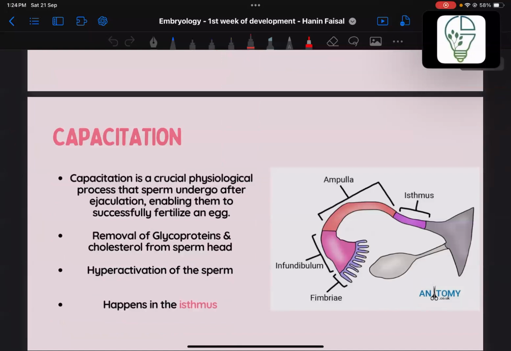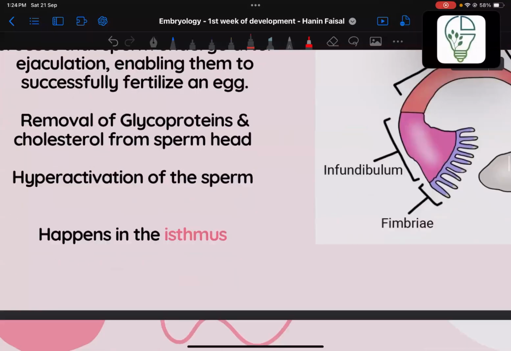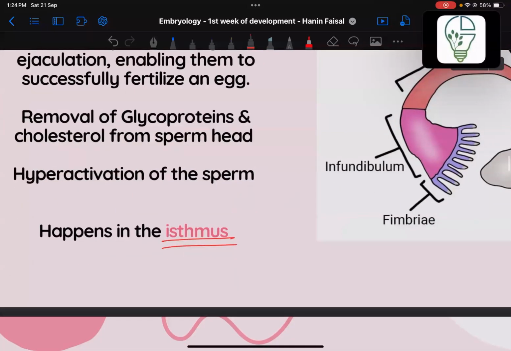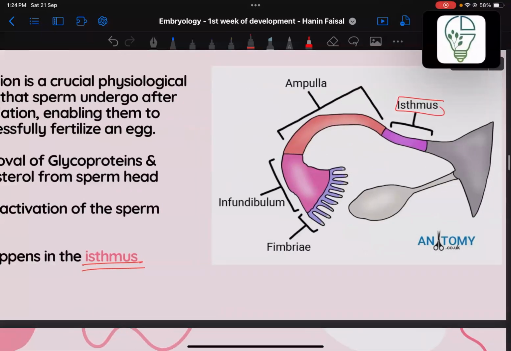Before fertilization happens, the sperm has to undergo a specific process to help it move faster and reach the site of the ampulla. And what's this process called? Capacitation. And you really have to know where it occurs, because it occurs in the isthmus, which is this part. This is the uterus. And we know that the sperm is coming from here, which is the vagina. As it goes into the uterus, in the isthmus, there's something which is going to be called capacitation.